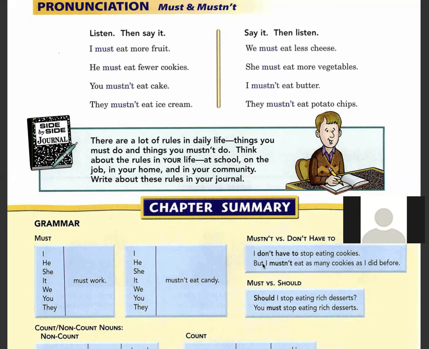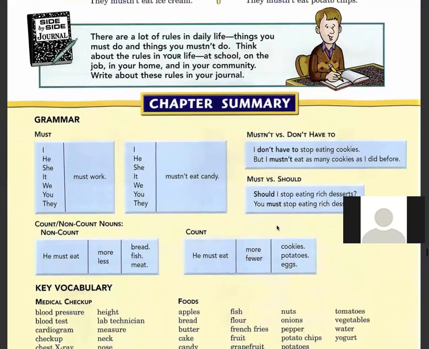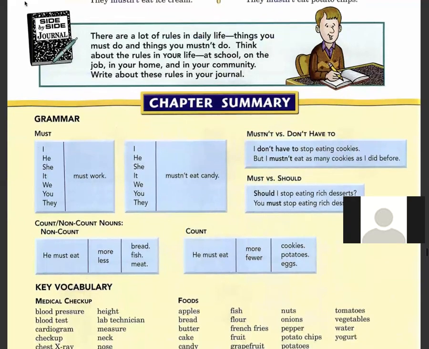She must eat more vegetables. I mustn't eat butter. They mustn't eat potato chips. Good.